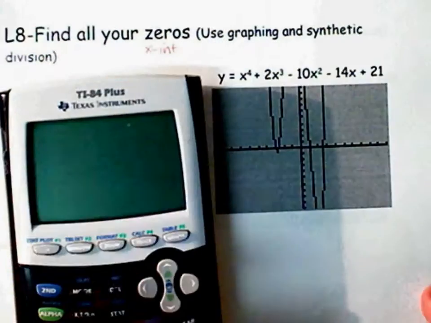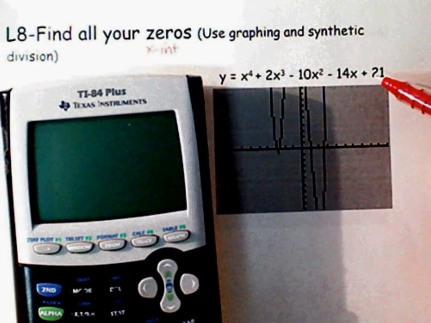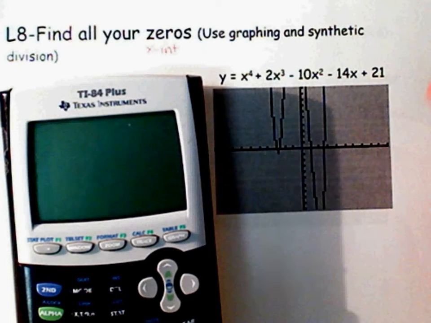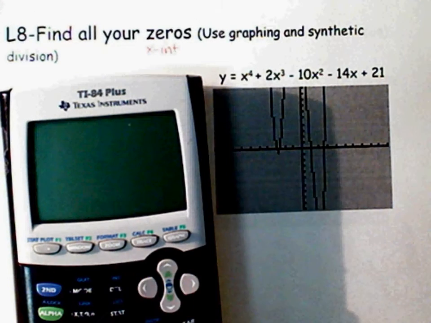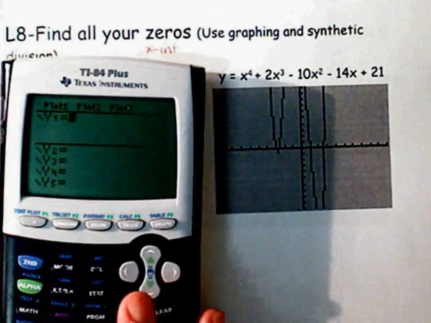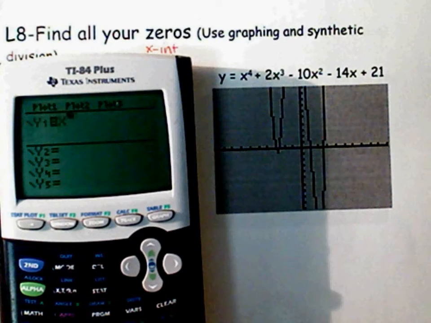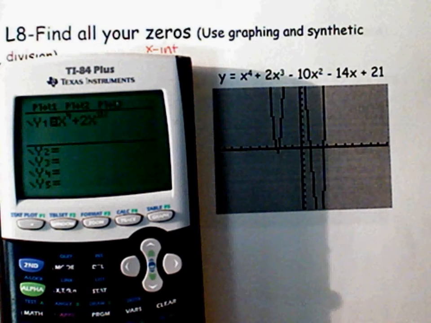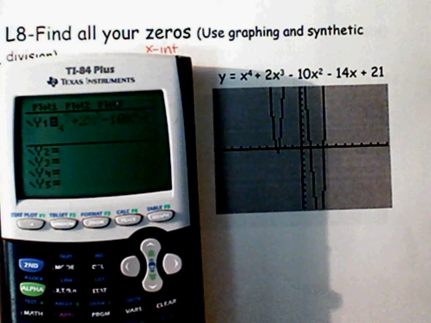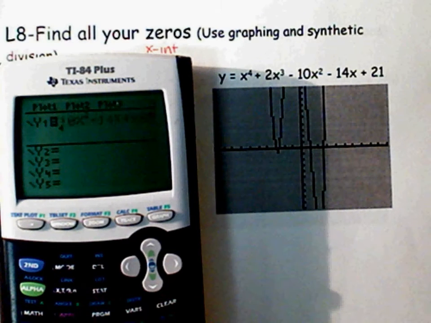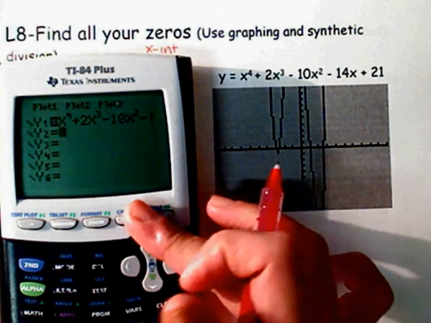Alright, first things first. You can grab this on your calculator and see where it crosses the x-axis. So go to y equals and type that in. You're going to have x to the 4th, right arrow, plus 2x to the 3rd, right arrow, minus 10x squared, minus 14x, plus 21. Okay, so there you have that, and I'm going to hit graph.